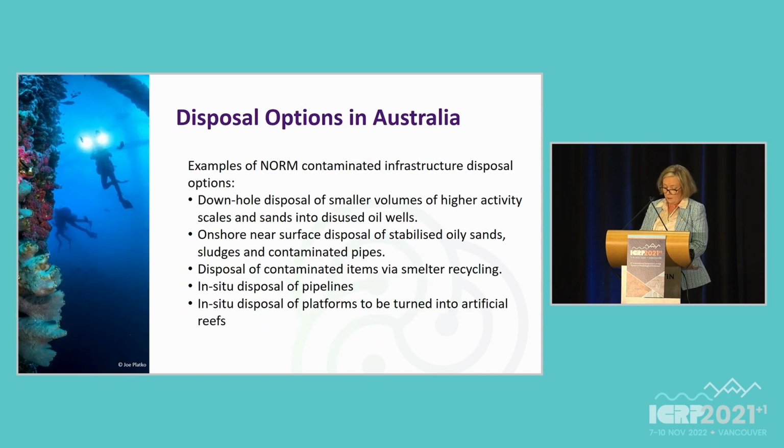As we consider the potential disposal options in Australia, there are a range of options. There's downhole disposal into disused oil wells. You can have onshore near-surface disposal of the sludges and contaminated pipes. There can be disposal of contaminated items via smelting recycling, in situ disposal of pipelines, and in situ disposal of platforms, which can be turned into artificial reefs.